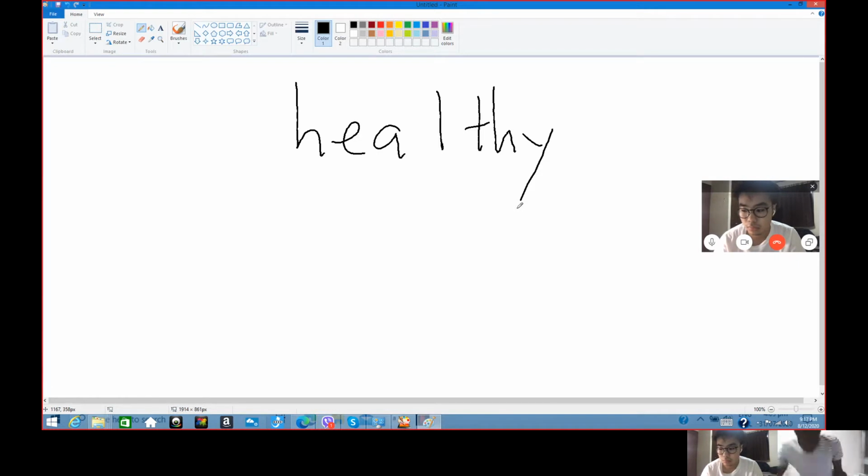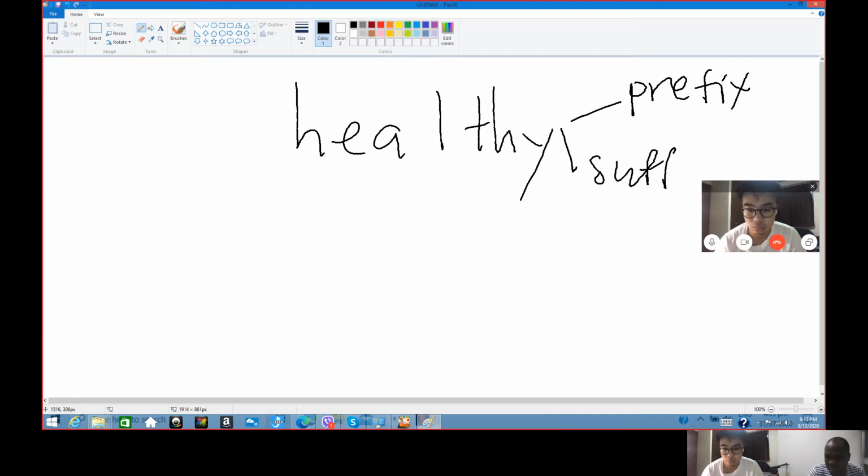So this word healthy, if I want to build on it, there are two ways I can build. We call it building. One is to use a prefix. Another is to use a suffix.